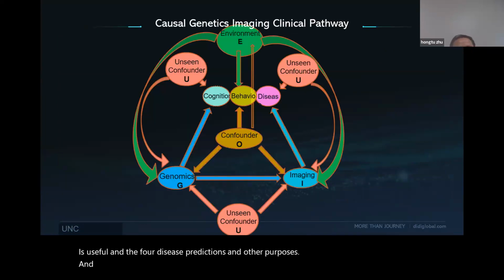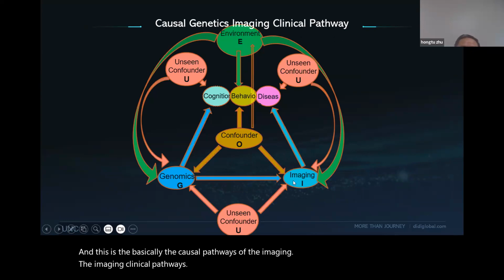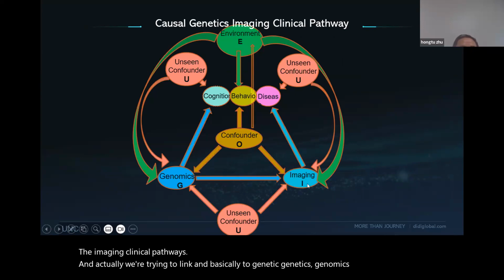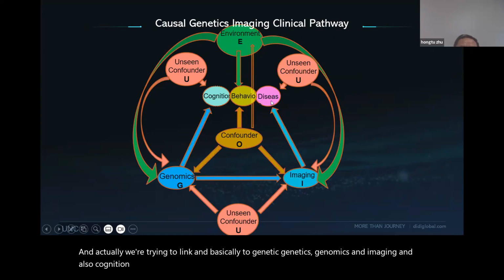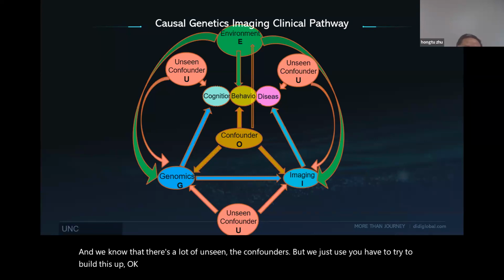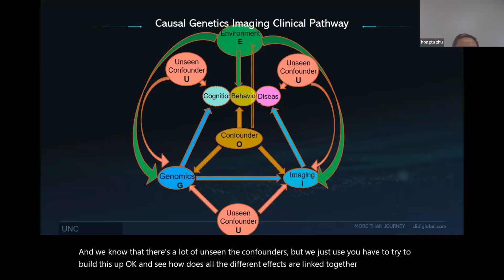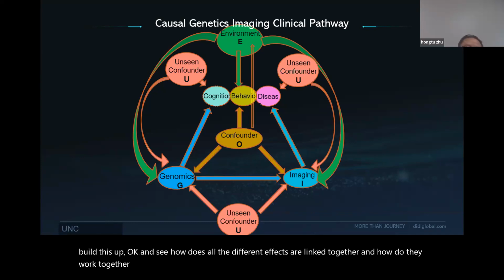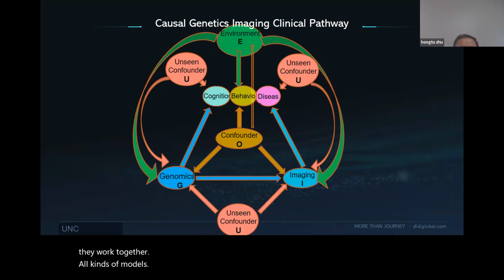And this is basically the causal pathways of the imaging clinical pathways. We try to link genetics, genomics, and imaging, and also cognition, behavior, and the disease, and also environmental variables, all the different things together. And we know that there are a lot of unseen confounders, but we just use the UK Biobank data set to try to build this up, okay, and see how all the different factors link together and how they work together. We explore all kinds of models to answer some clinical questions.